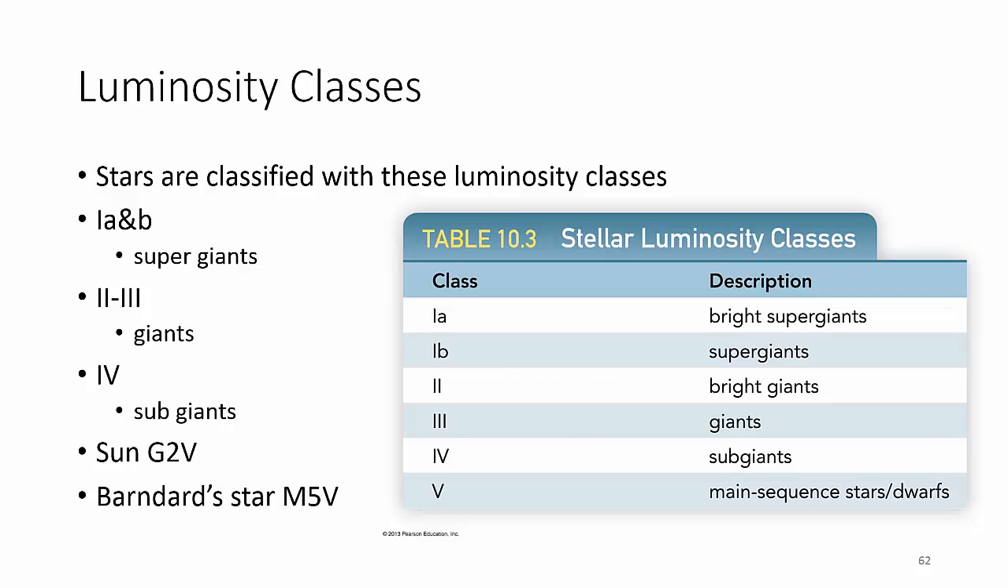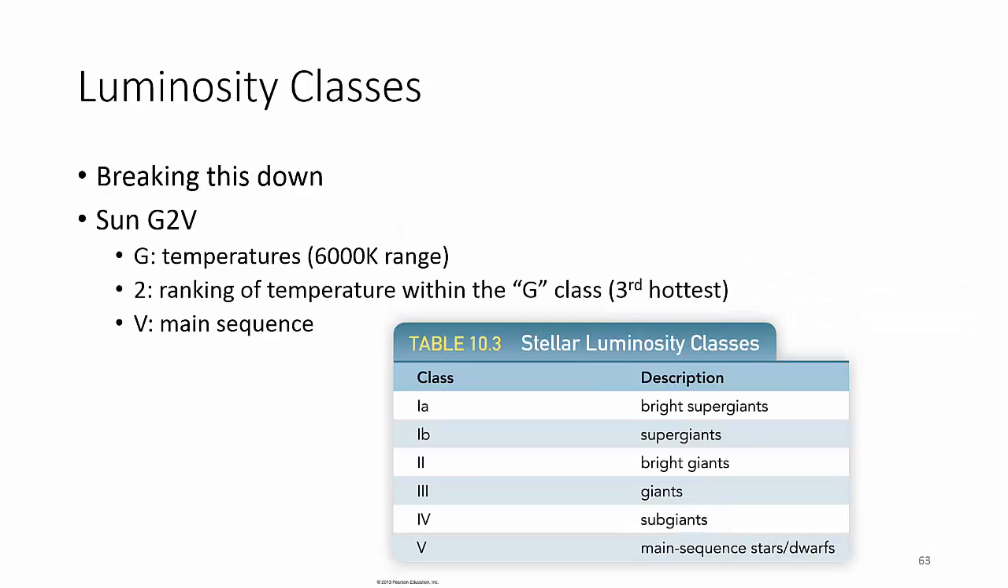G2V. So G classification, kind of the hot end of the G scale, and then V for main sequence or dwarf star. So again, to break down the classifications, our sun is G, temperature, right? So classification, temperature, color, G, 6,000 degrees Kelvin-ish. Then 2 from the 0 to 9, so it's kind of in the hot category of the G. And then V, the main sequence.